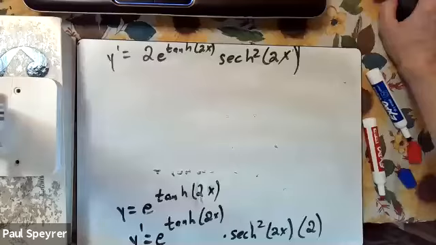So this is 3.11. Again, I will supply the formulas for the derivatives of the inverse trig functions and the derivatives of the hyperbolic functions on the test. You just have to know how to use them, okay? So that is it.